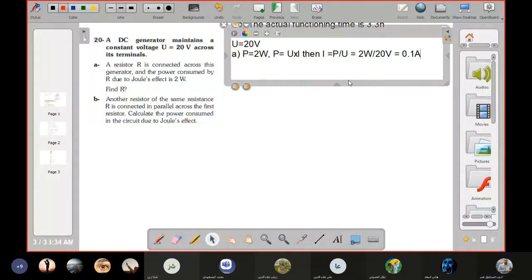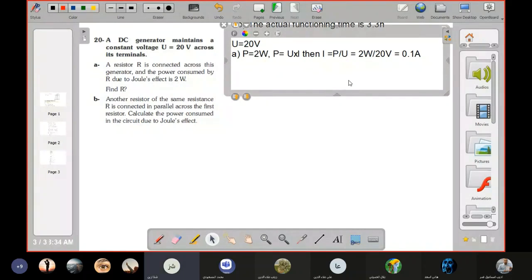So now we have the current, which is I. Now calculate R, Shada. Well, R equal P over I. Ohm's law. What is the formula for Ohm's law? Do you remember Ohm's law? We use Ohm's law to calculate the resistance. We have the current, which is 0.1 ampere, and the voltage, which is 20 volts.